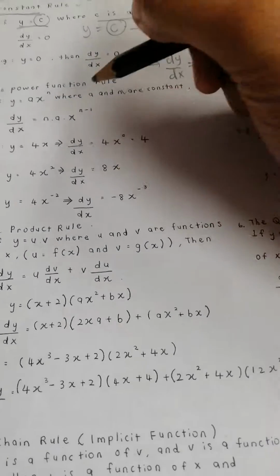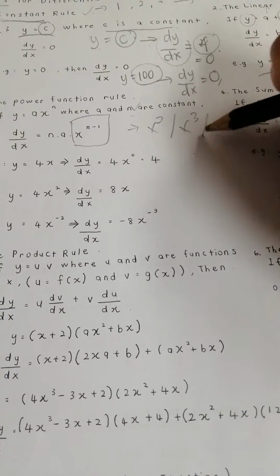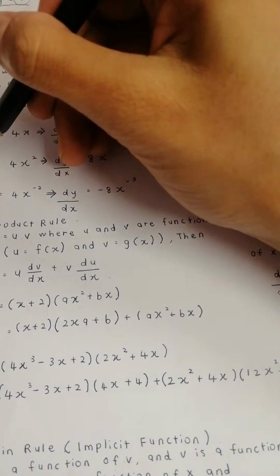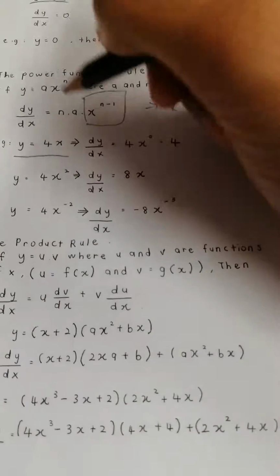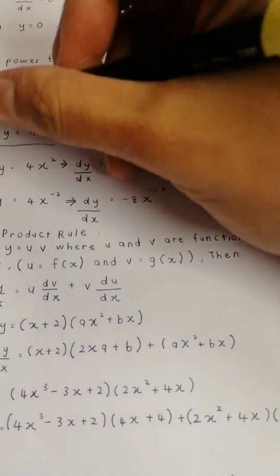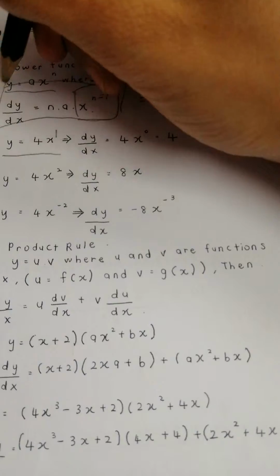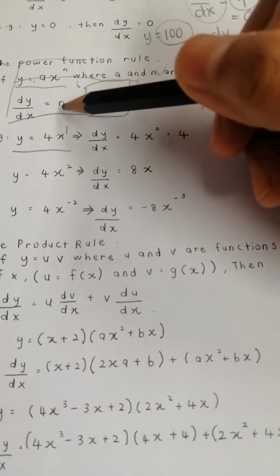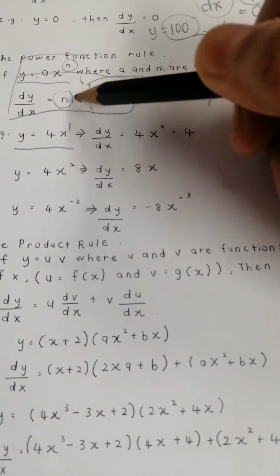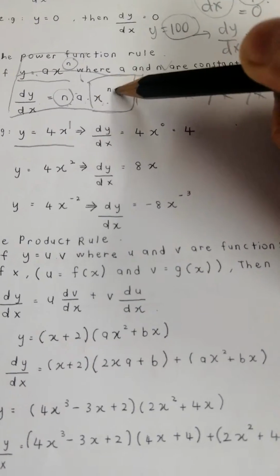Power function rules maksudnya the x here, dia ada power. Examples x2, x3 or x4. Okay, so kalau dia bagi this type of the examples, y equal to 4x, the power of x here is 1. Okay, so by using these rules, dy dx for y equal to ax power of n become differentiate. They will multiply with n, which is multiply with the power, and then multiply with the constant multiply with the power, x and n minus 1, means that the power of the x minus 1.